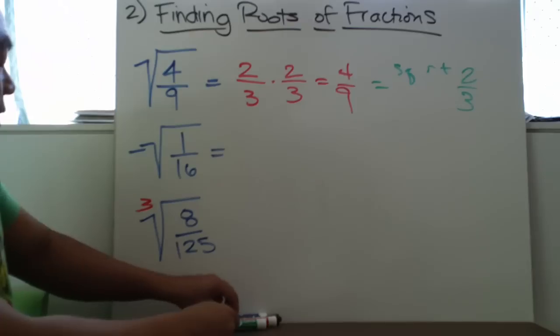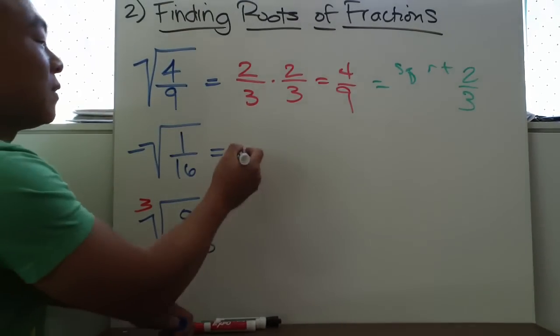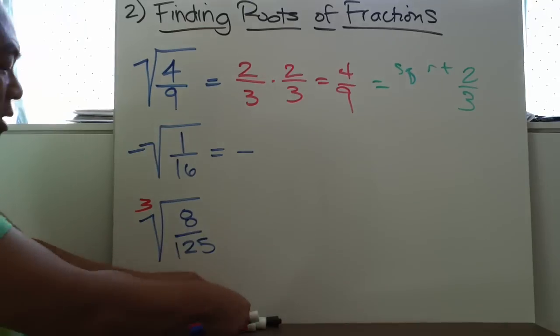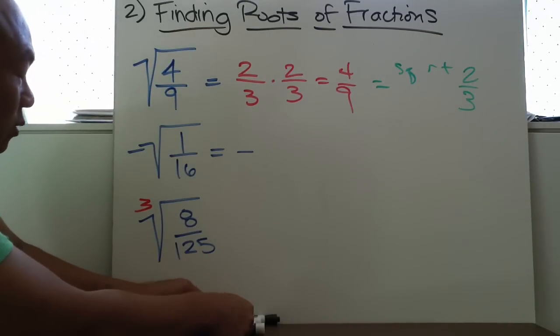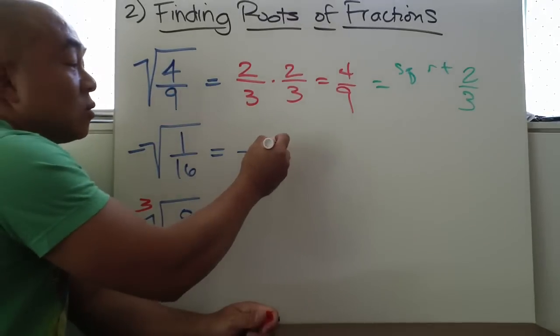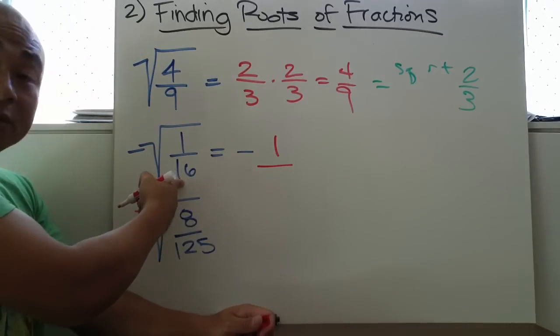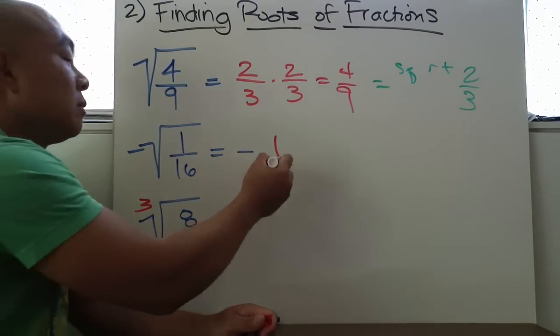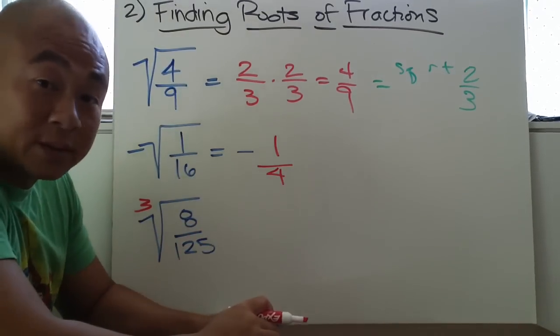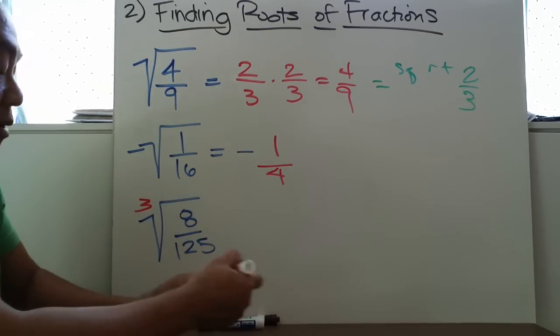Alright, same deal here. Now again, don't let that negative fool you. Just put that negative on the outside. And in your head again, I want you to think about what times itself will give us 1. That's an easy answer. 1 times 1 is 1. Now, what times itself is going to give us 16? Well, that's easy. 4, because 4 times 4 is 16. So our answer here is negative 1/4.